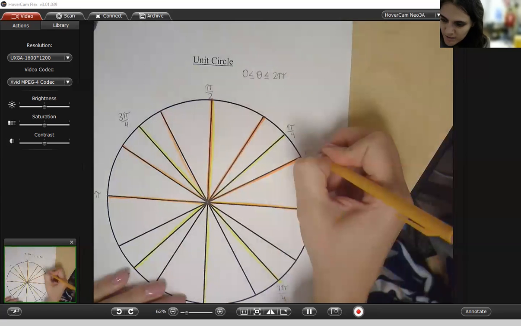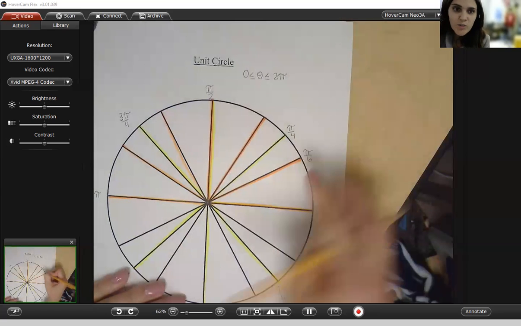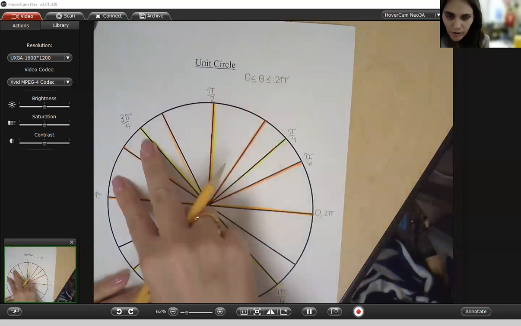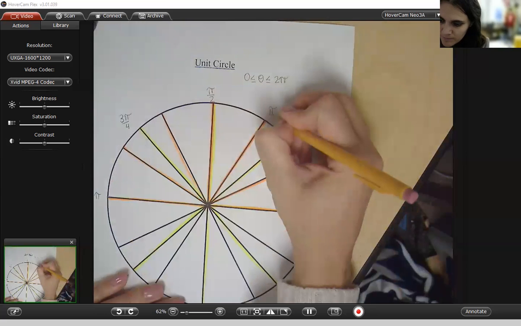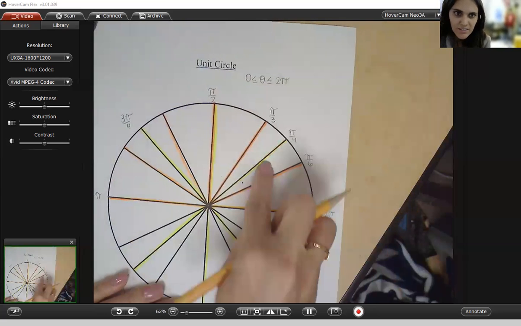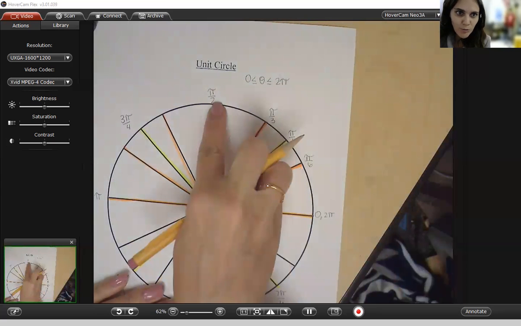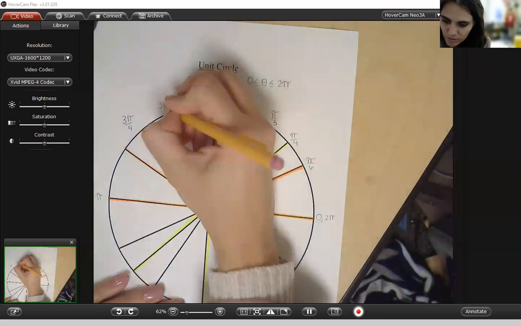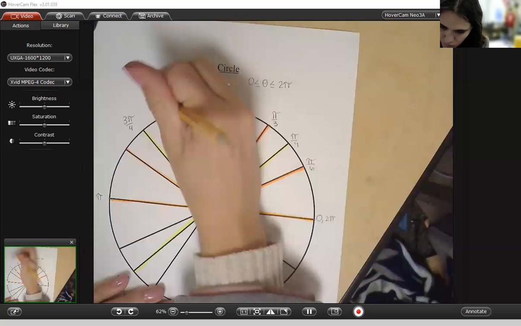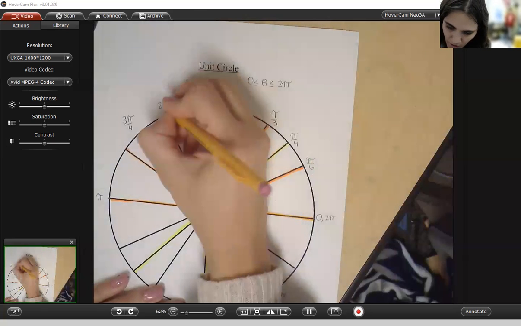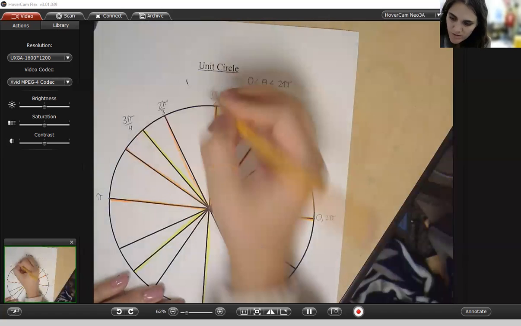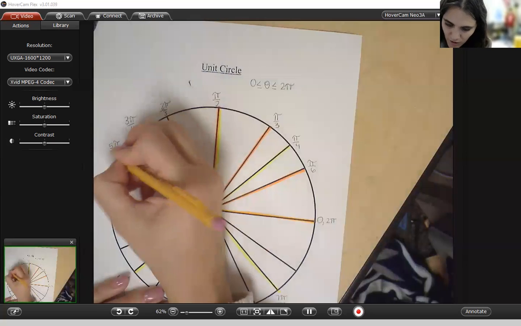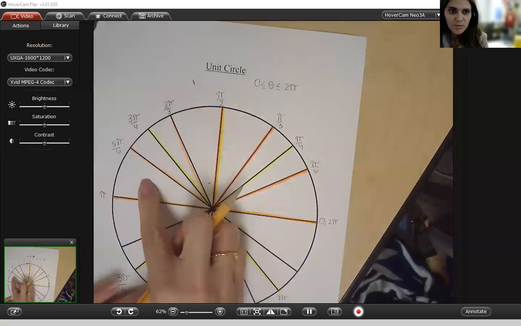So this is 1/6 of a pi. This is 2/6 of a pi, or 1/3. 2/6 is 1/3, so we call that pi over 3. Here would be 3/6, or 1/2. Here would be 4/6, or 2/3, 2 pi over 3. So I've done 1/6, 2/6, 3/6, 4/6. That would be 5/6, 5 pi over 6. And then that one I had 6/6, which is 1.